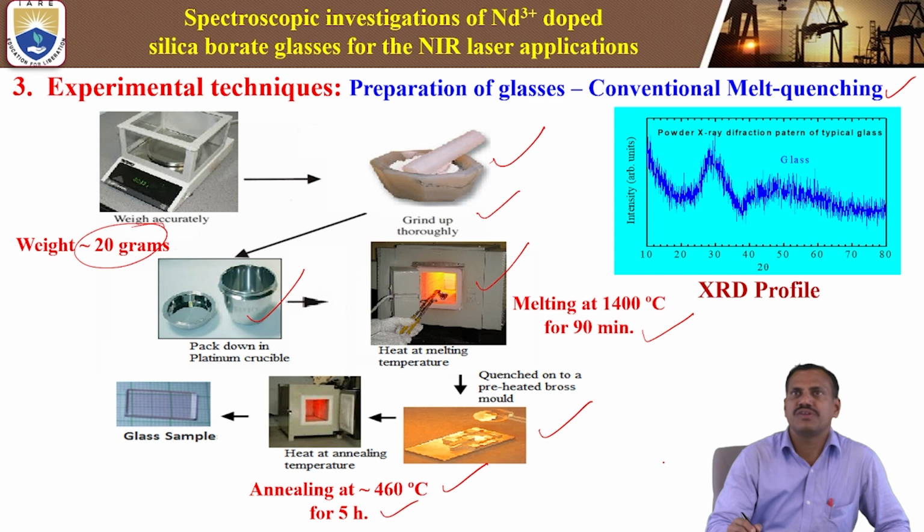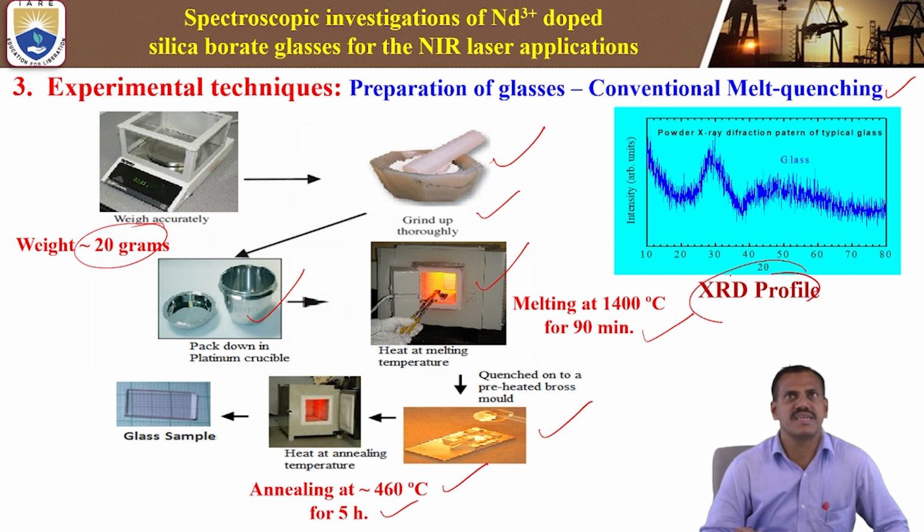First, initially we need to measure the XRD profile. This is important because we need to know whether the prepared glass sample shows a glassy nature or a crystalline nature. Sometimes some glasses show the crystalline nature, so to avoid that, we measure it first and confirm with the XRD profile. In this XRD profile we observe broad XRD peaks, which indicate that our prepared glass sample shows a completely glassy nature.